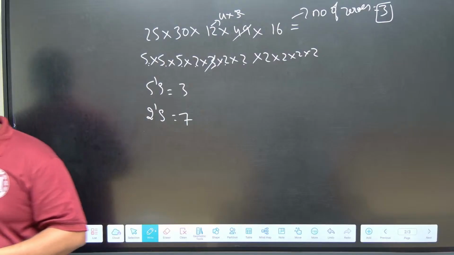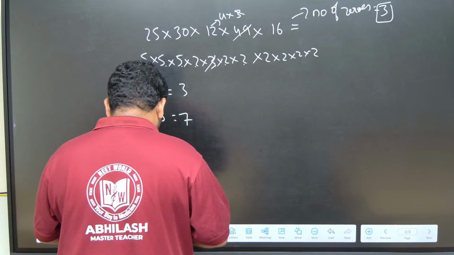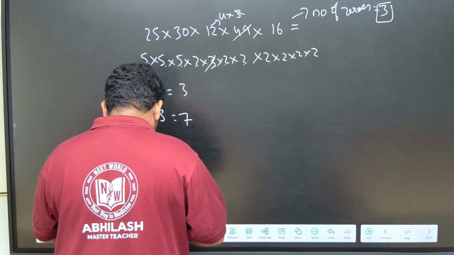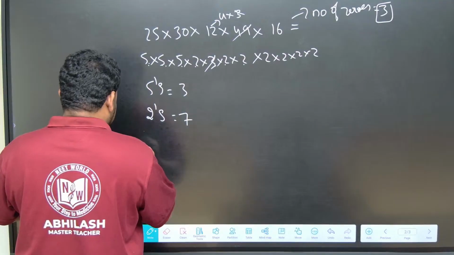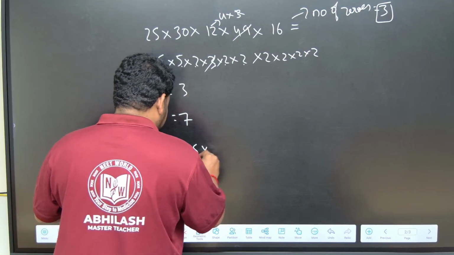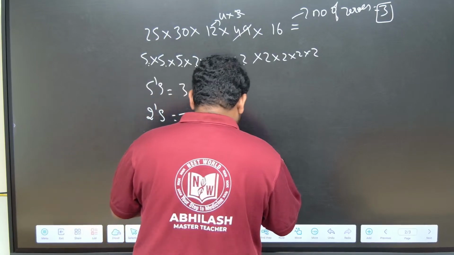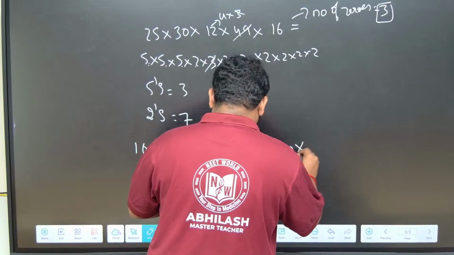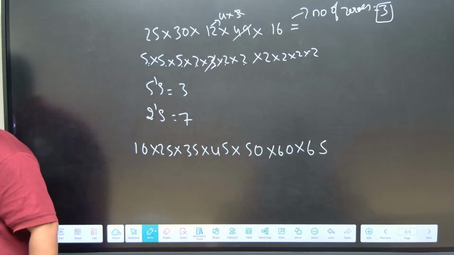Now one more question that has already been asked in the examination. That question I will give you. Please find the number of zeros at the end of 10 into 25 into 35 into 45 into 50 into 60 into 65. Find the number of zeros at the end of this expression.